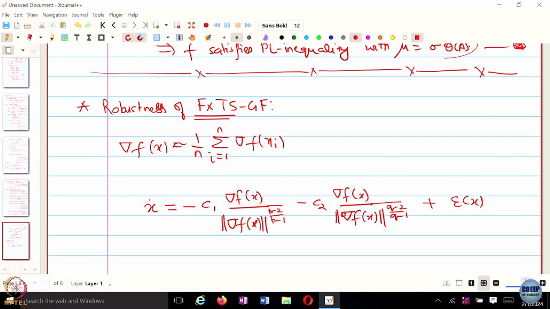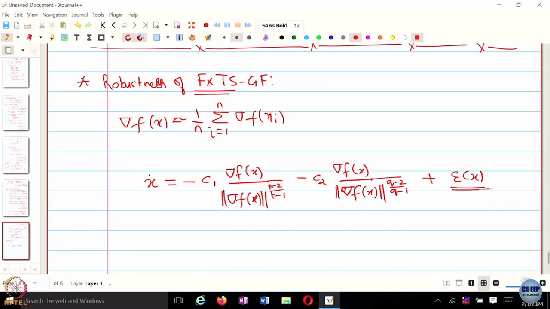For you to guarantee that the equilibrium is still x star, the optimal solution, you have to assume certain structure on this disturbance. This disturbance should be a vanishing kind of disturbance. So we assume that the norm of this should be less than or equal to some L times the norm of x minus x star squared, so that x star is still the equilibrium. Why? If we do not have this assumption, then even at x star, if epsilon f of x is non-zero, you would still be oscillating around the equilibrium. So we assume this kind of vanishing disturbance.